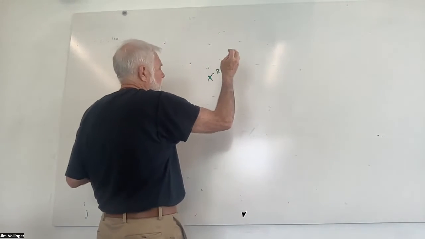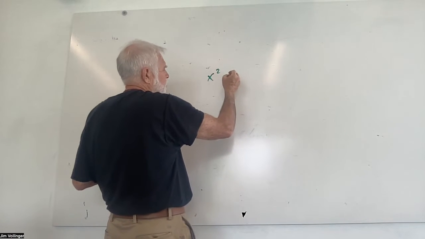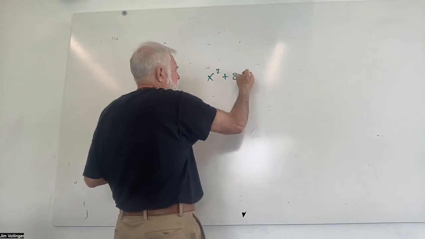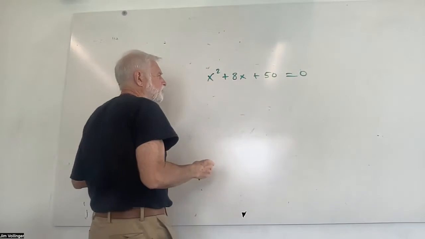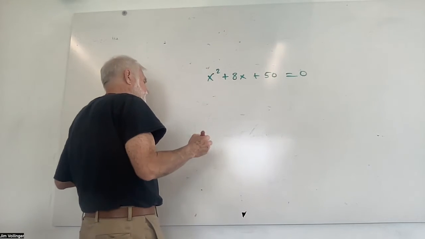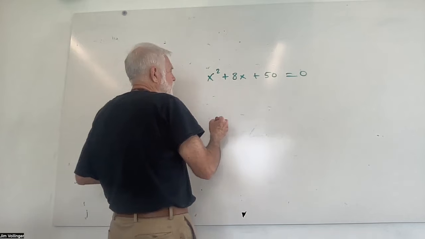Let's do x squared minus 8x. Did I do minus last time? Let's do plus 8x plus 50 equals 0. Can't show that as a product. Well, you can, but you're not going to need to.